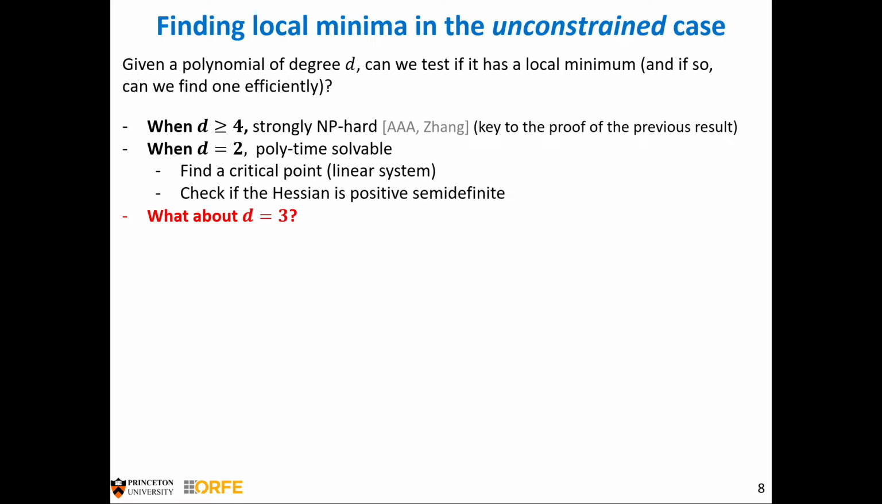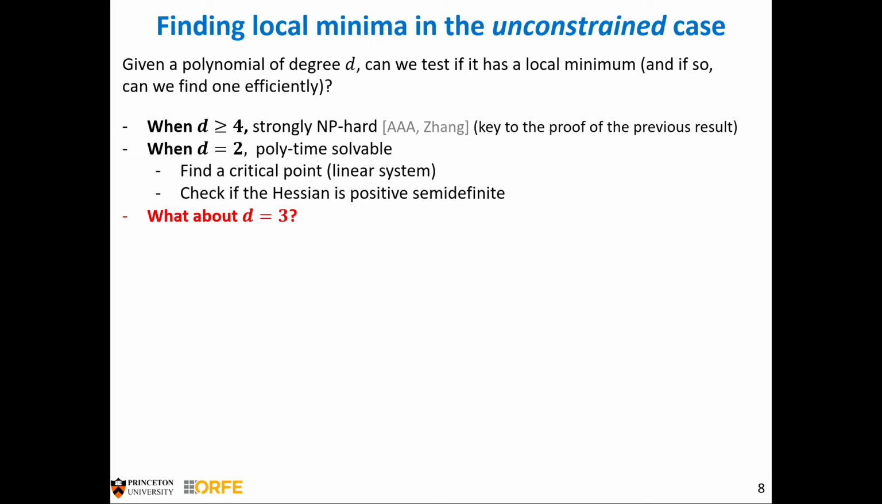Now, if the degree is 2, this is classical. If I have a quadratic polynomial, I can check if it has a local min in polytime. All I have to do is set the gradient equal to 0. That gives me a system of linear equations. I solve a linear system in polytime, and I check. If it has no solution, then there's no local min. If I have my hands on any solution, I just check if the Hessian is positive semidefinite. I can do that in polytime. If both answers are yes, I have a local min. Otherwise, I don't. So basically, linear algebra solves the degree 2 case.